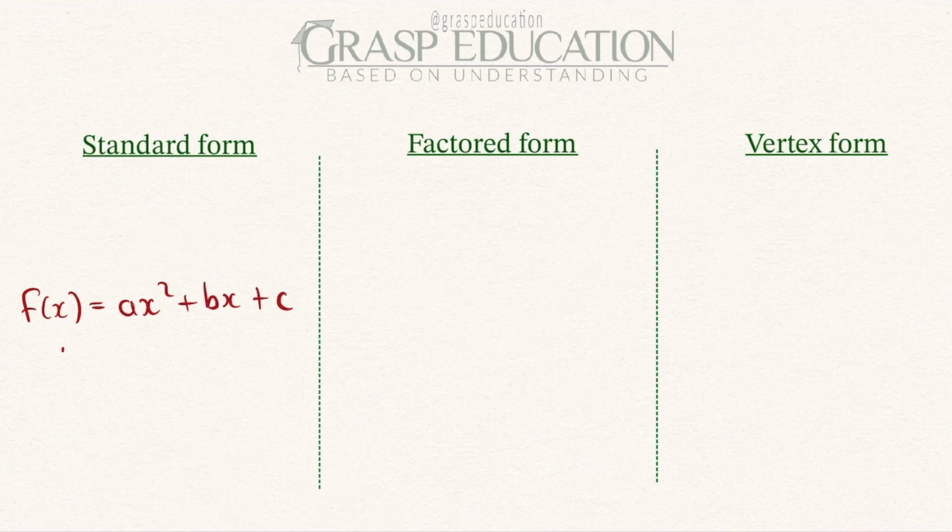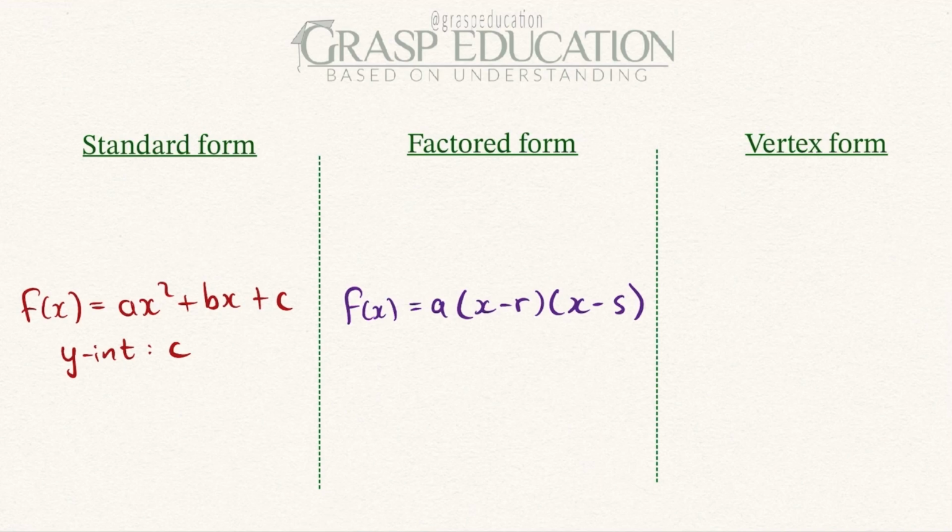This is important because the y-intercept will be the c value. I will go into a further explanation about that later. Then the factored form is given by f(x) = a(x - r)(x - s). And this is important because the x-intercepts will be the values x = r and x = s.